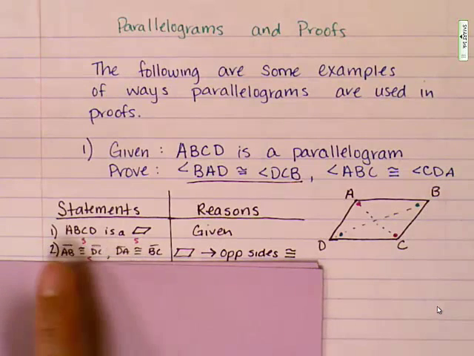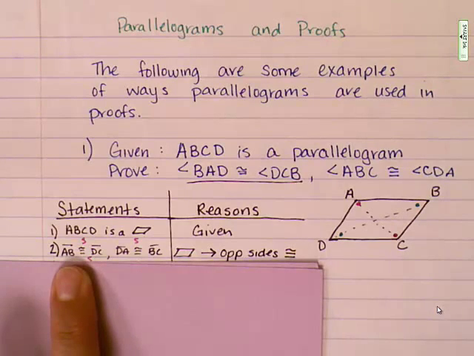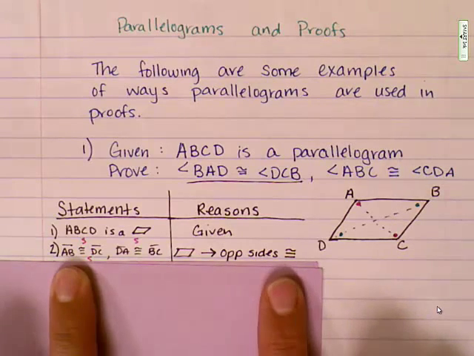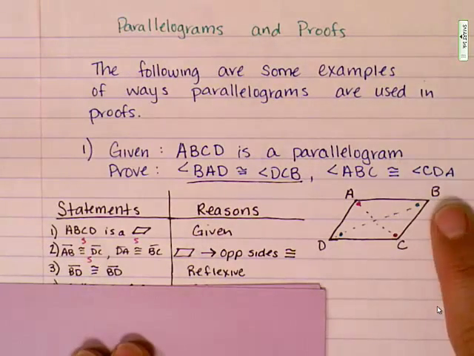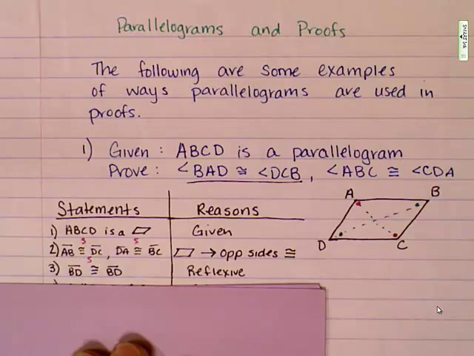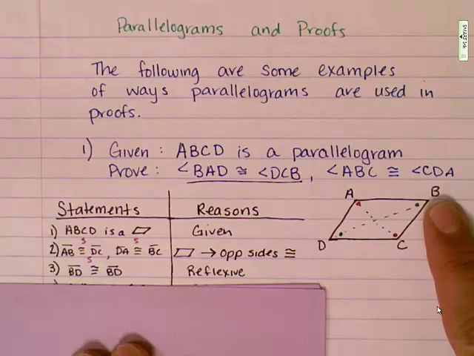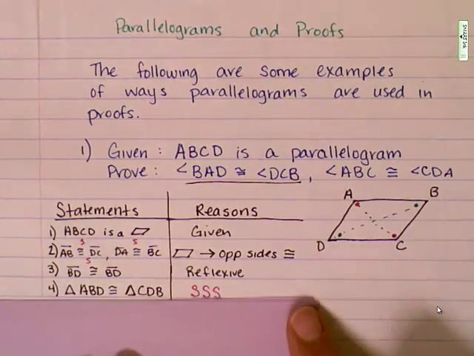Now the little S's that you see right here, I'm marking that just for my own knowledge as it's a side, right? So right here, in parallelograms, opposite sides are congruent. We also know that BD is congruent to BD. That's the reflexive property of equality. So BD in this triangle down here is the exact same or congruent to BD for the triangle up here.